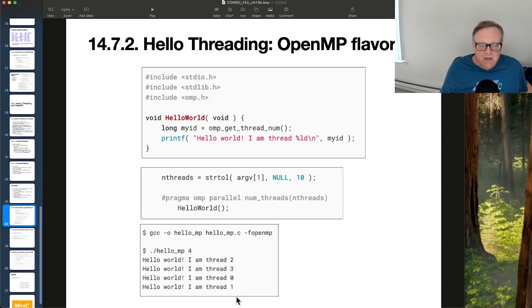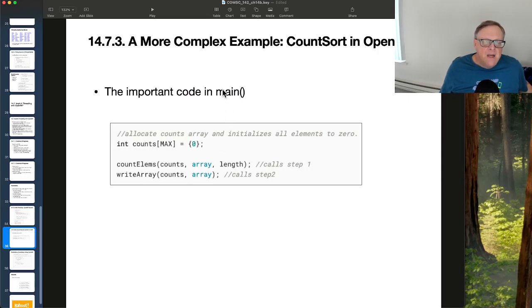So this is much easier. All you had to put in was about 3 lines. This include, this pragma, I guess just 2, and then this one here, getting a thread number. So that's pretty friendly. And a more complex example is count sort, the one I talked about where you have a list of single digits, and you're going to count how often each of those digits appear.